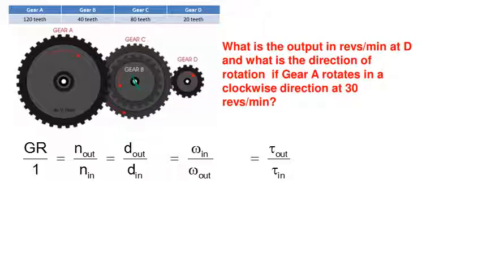So it says, what is the output in revolutions per minute at D? So output in RPM at D.